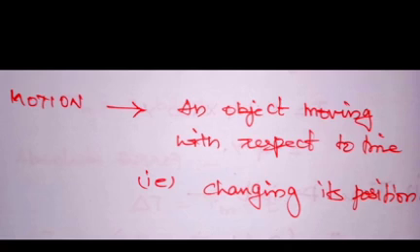Next one is motion. Right now we see an example of the term motion. An object is moving with respect to time while force is applied on it. That is, it is changing position from one end to the other. For example, while you are riding a cycle from school to home, that is in motion.